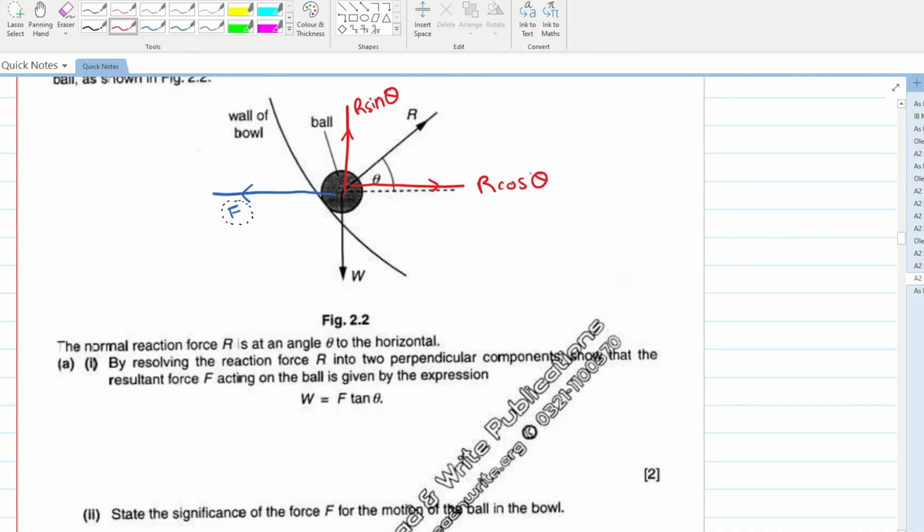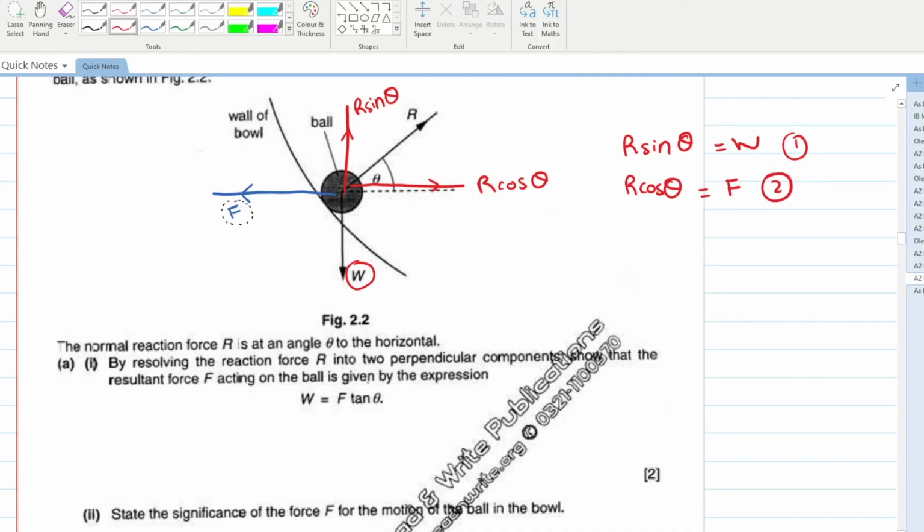Now if you closely look at this diagram again, R sin theta, that is the upward force, will balance out the downward force, that is weight. This is equation 1. If you further look at this diagram, R cos theta, that is the force acting towards the right, will balance out the force acting towards the left, that is F. This is your second equation.